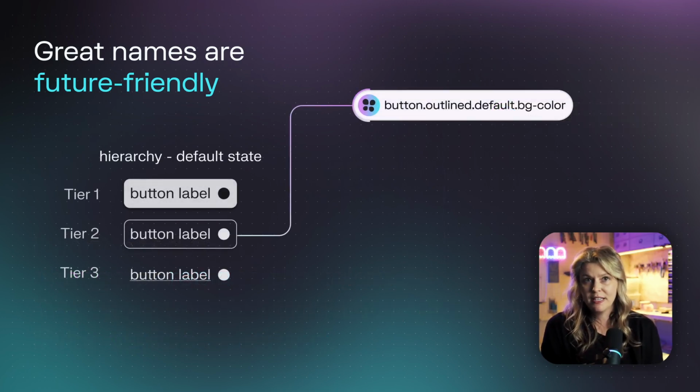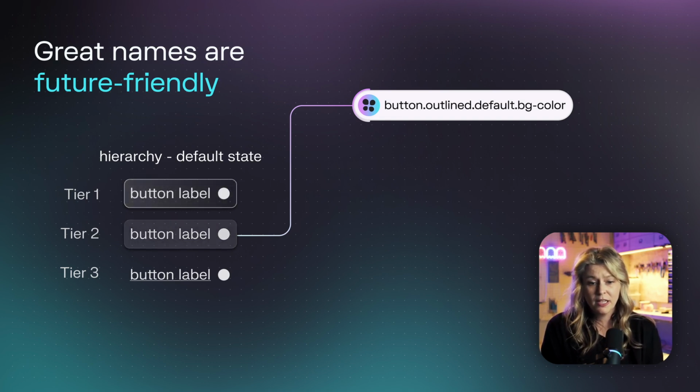So let's talk about this idea of hierarchy. I have this thing called button outlined default background color. Okay, it's the background color for a button. It's outlined, makes sense, and it's the default state. I get that. However, what if my system changes and I'm no longer using an outlined button for that second tier of what I need it to do? Well, this name no longer applies. So instead, I could use something very foolproof and future friendly, like literally tier 2, if I wanted to communicate that.